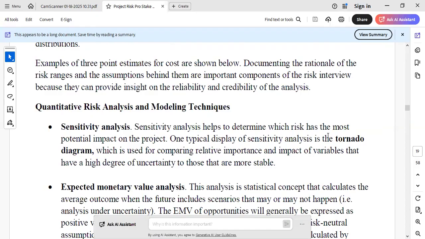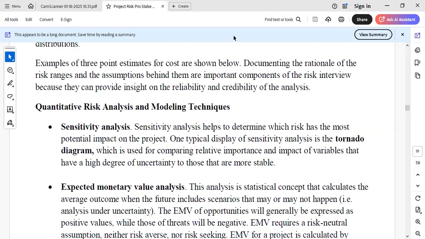For those who are thinking of writing the Project Management Professional exam, I think you have a question here. One typical display of the sensitivity analysis is the tornado diagram. I remember about 13 years ago, I got this question in the hall. Wow, thank God I know it.